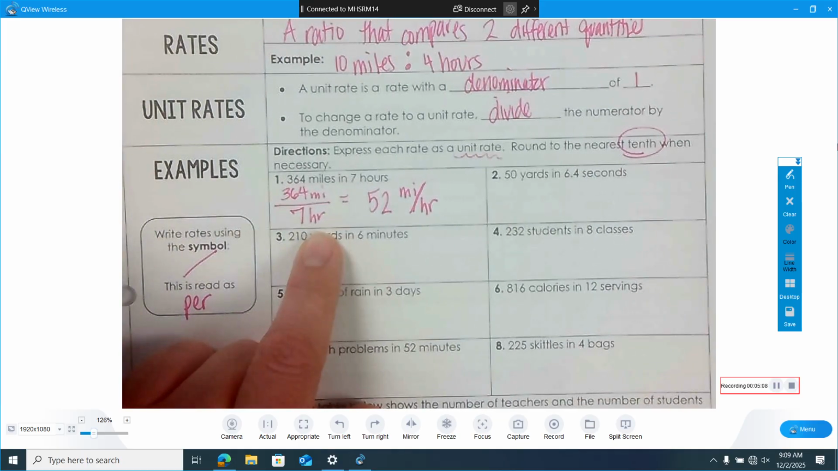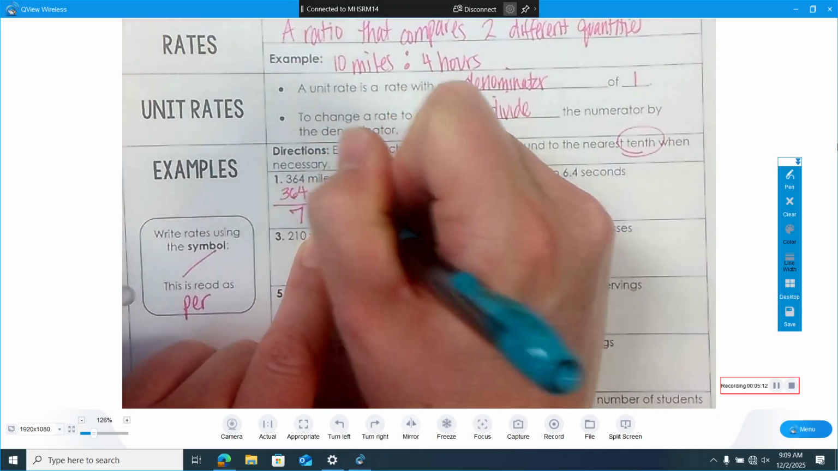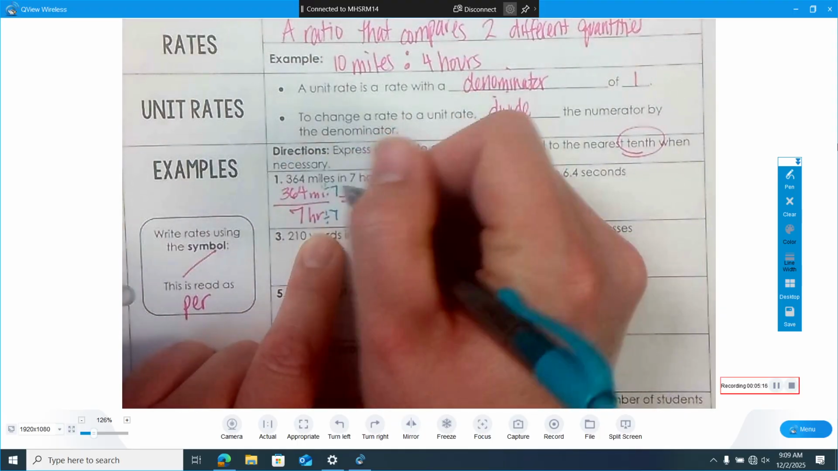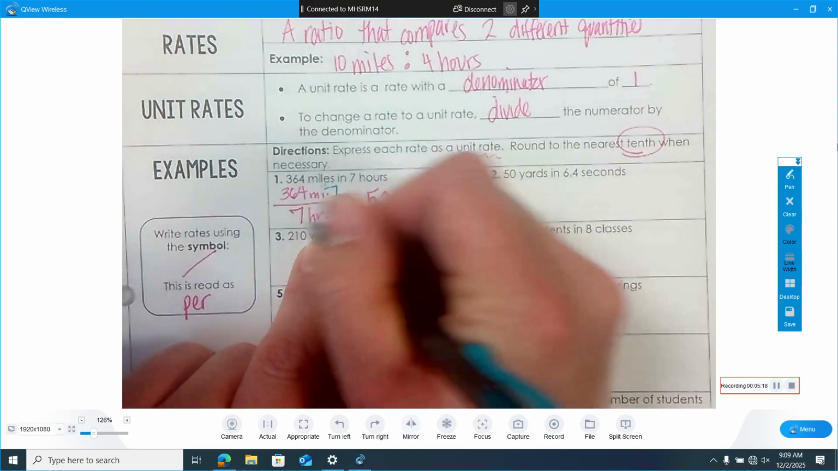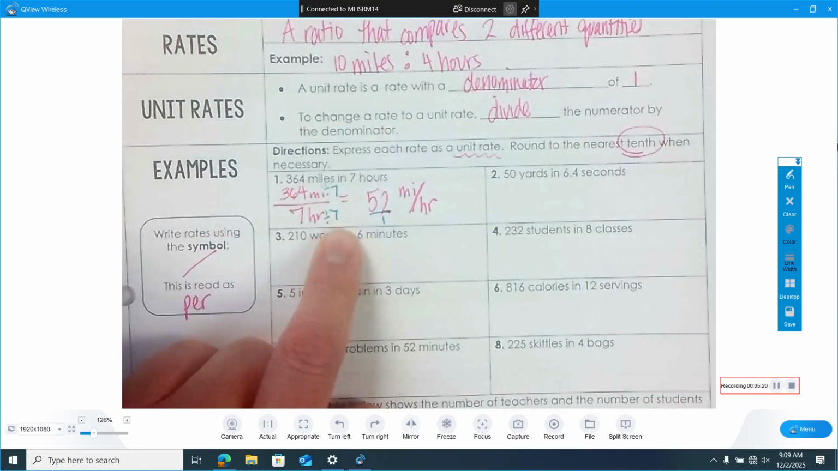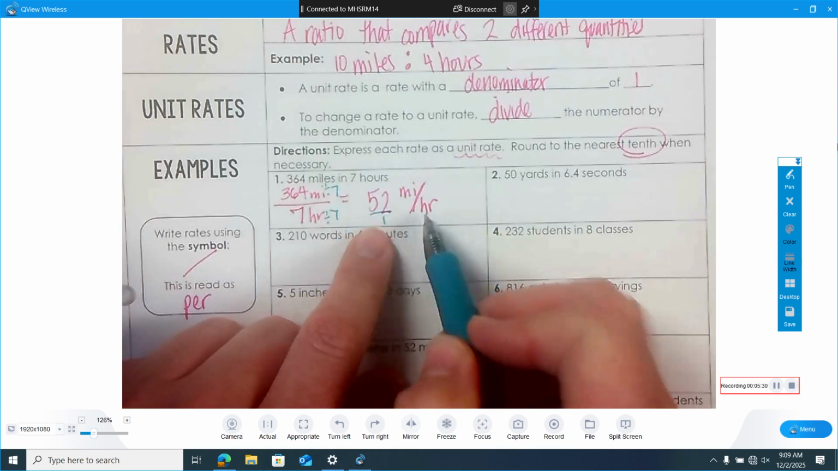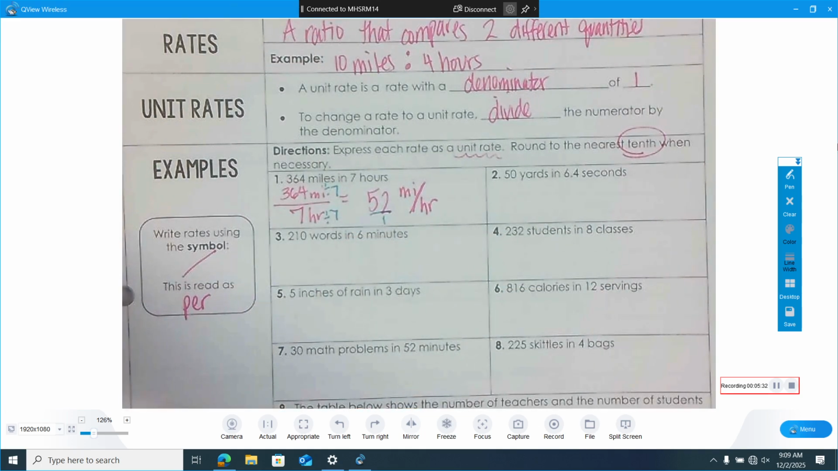And when we think about this, what we're really doing is the same thing we did yesterday. We're dividing top and bottom by 7. 364 divided by 7 was 52, and 7 divided by 7 was 1. So we could think about this as 52 miles per 1 hour. All right, that is another way to think of it. It means the exact same thing. So 52 miles per 1 hour, or 52 miles per hour. Okay. All right, let's do the next one.